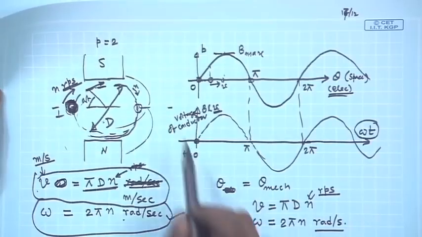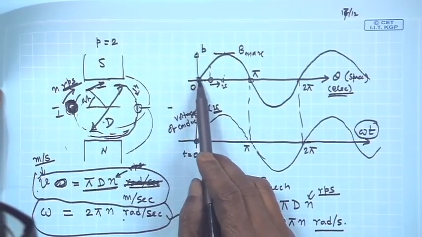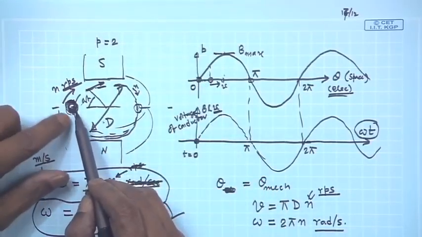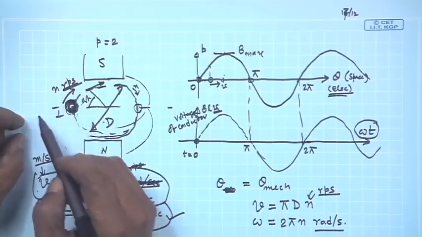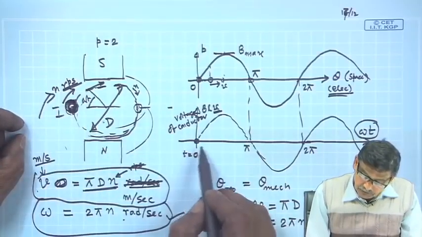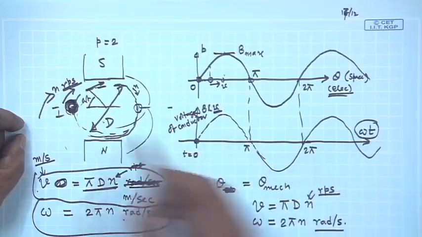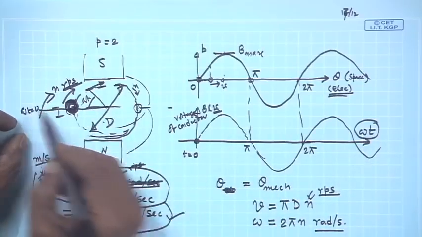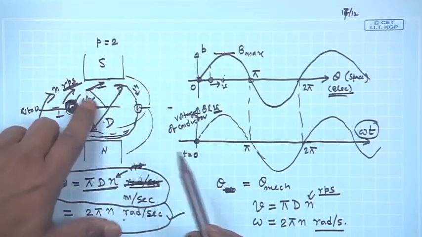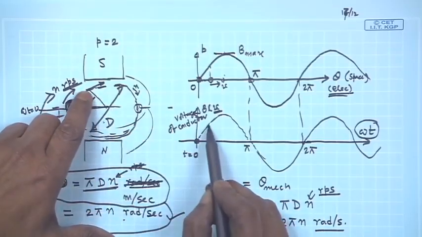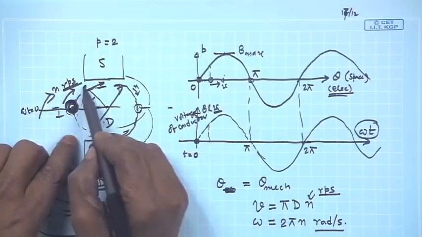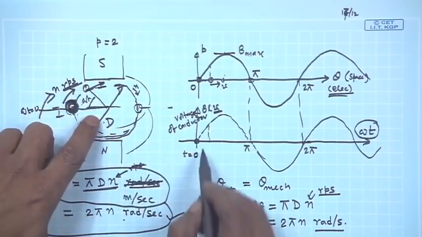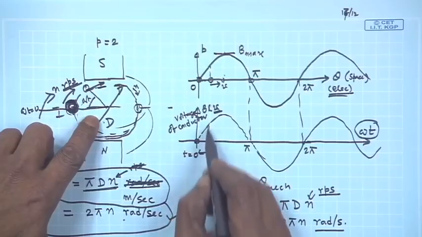Then I said that suppose the starting point of the conductor is here and it is moving in this direction. On this axis omega t is the position of the rotor. Suppose here it was omega t equal to 0. At any time t it comes to this position. So this is omega t, this time. At that time what will be the voltage?